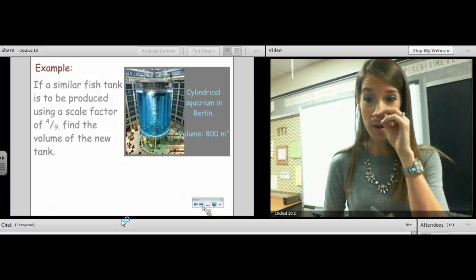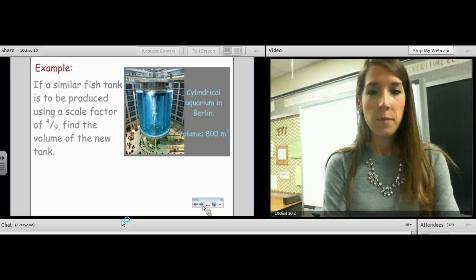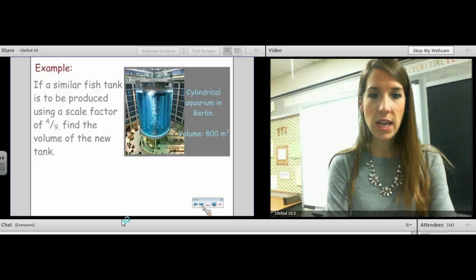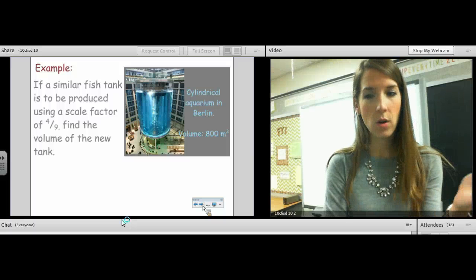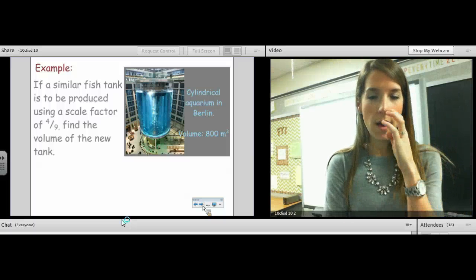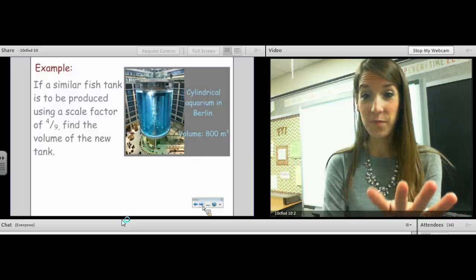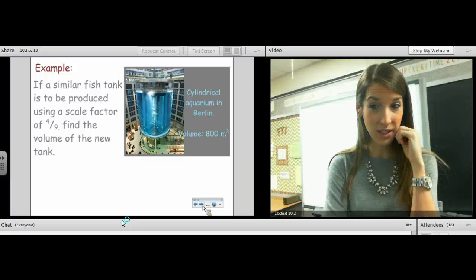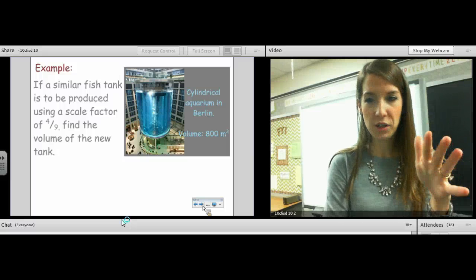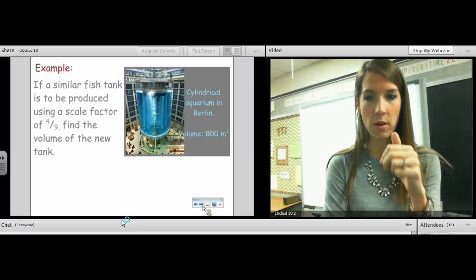Let's try a real-world problem. See if we can apply this. If a similar fish tank is to be produced using a scale factor of 4 ninths, let's stop right there. That's a very large fish tank. That is in Berlin. It has a volume of 800 cubic meters. If our scale factor is 4 ninths, are we getting bigger or smaller?